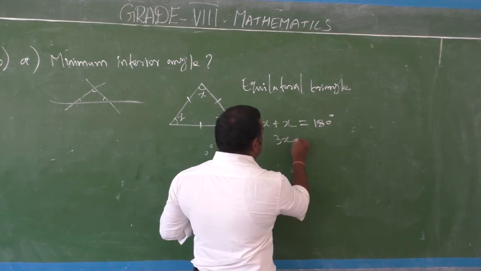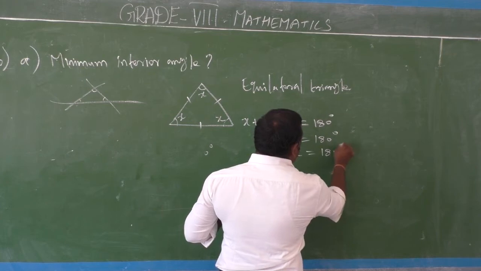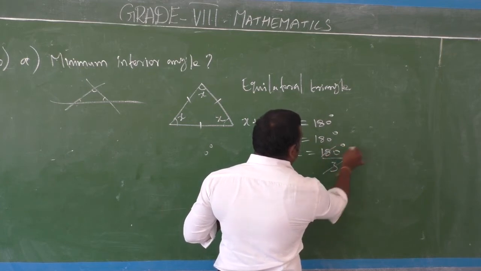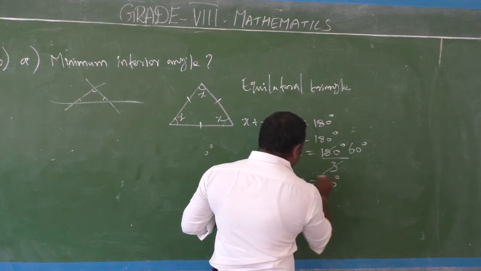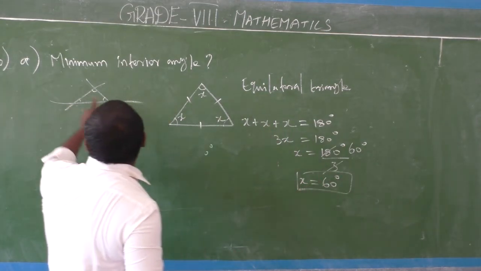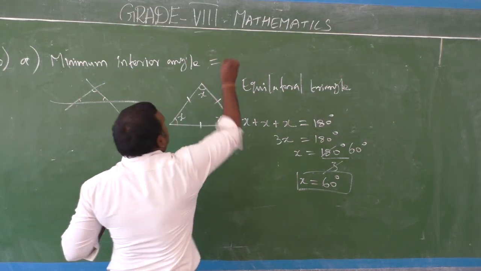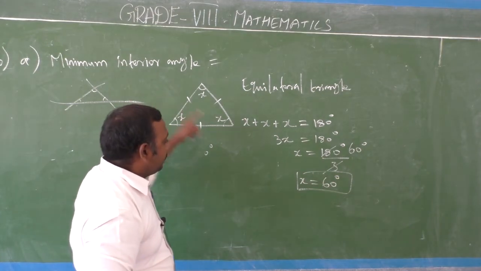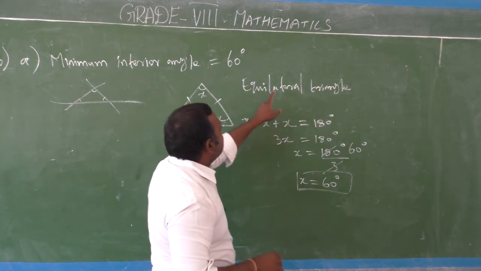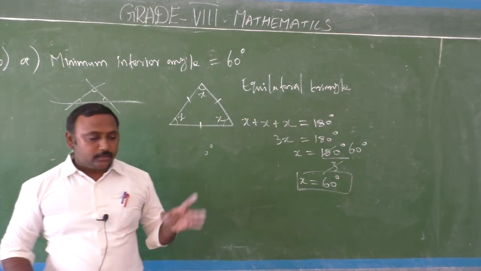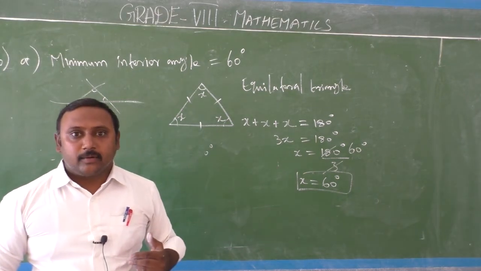So 3x is equal to 180 degrees. Then x is equal to 180 degrees divided by 3, which is 60 degrees. So x is equal to 60 degrees. So the answer to what is the minimum interior angle: the minimum interior angle should be 60 degrees. That is the equilateral triangle. So the answer is the equilateral triangle, and the angle is 60 degrees.